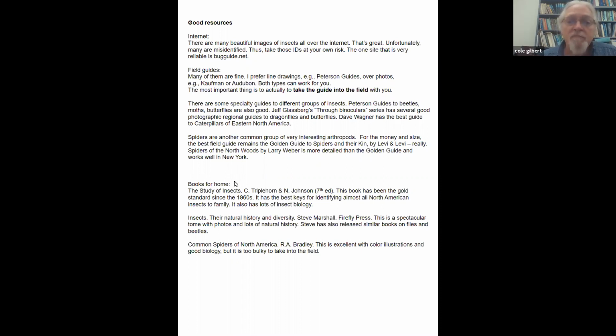Books for home. This is the one that you want if you really want to identify insects, has the best keys, but there are also some other nice books. There's a big one by Steve Marshall. I'll show that one. It's gigantic, but if you have somebody on your gift list for a graduation or a birthday or just for yourself because you want to treat yourself, this is the book to get. It's great biology, good photos, voluminous. I mean, you saw me lifting it up. It's heavy. I don't know, probably goes 3 pounds. That's a good book for insect ID.